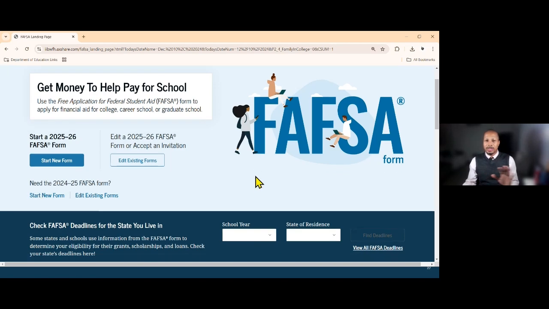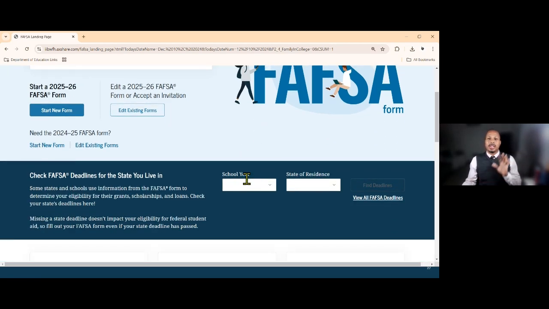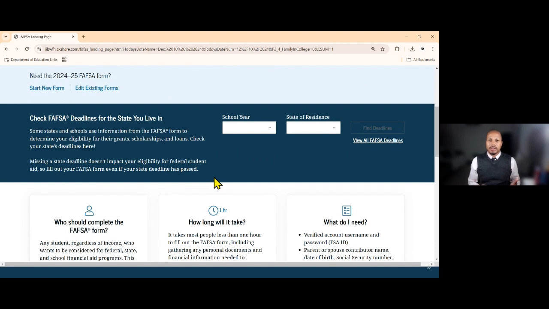Now, before you start to click anywhere and start your process, you want to also check out the state deadline. It's very helpful to know exactly what your state deadline is.